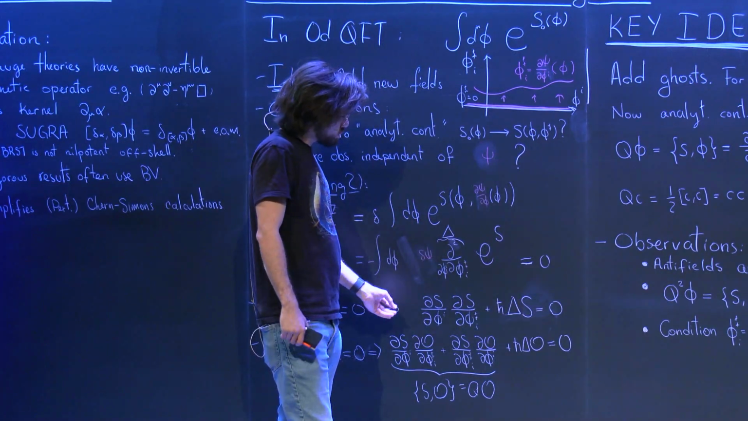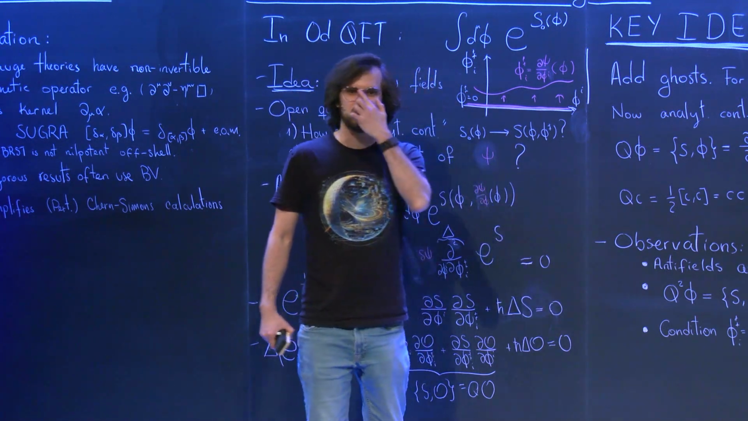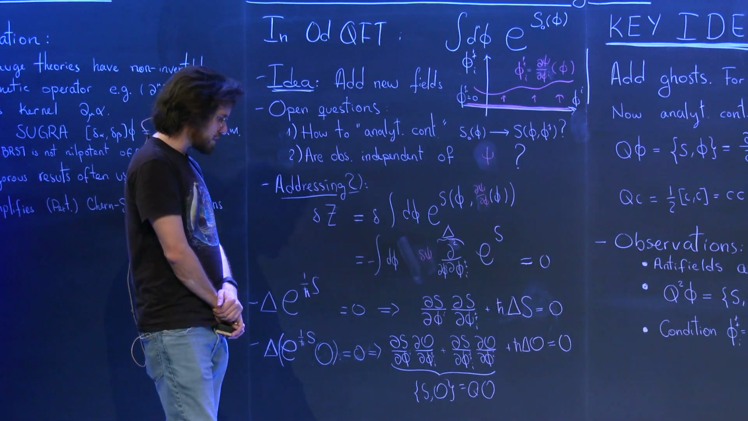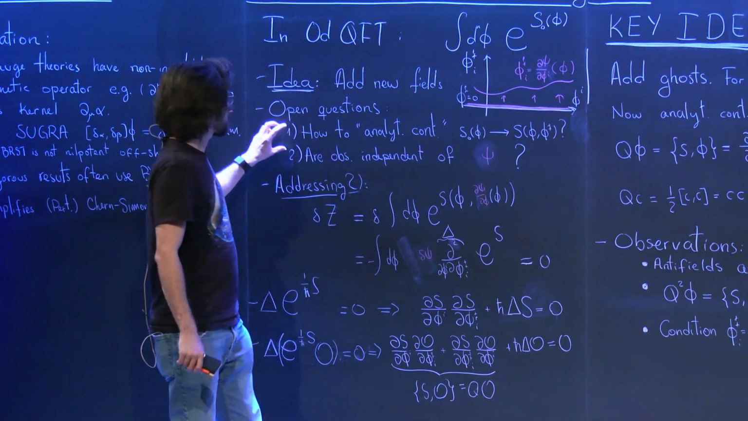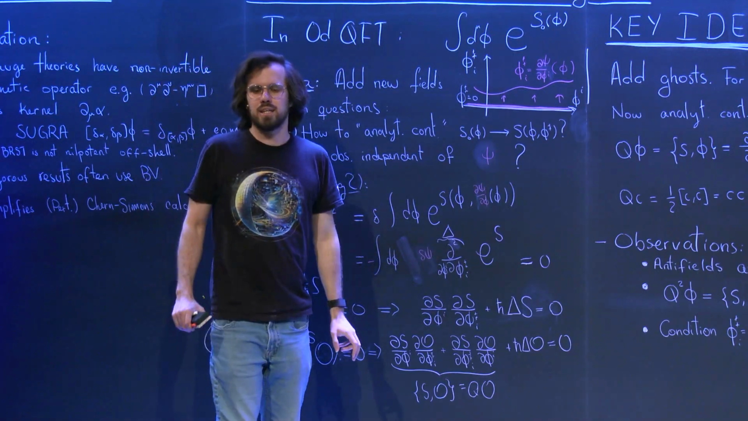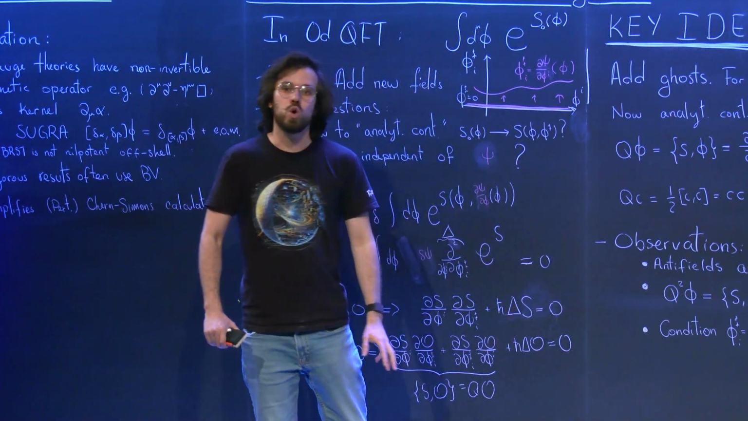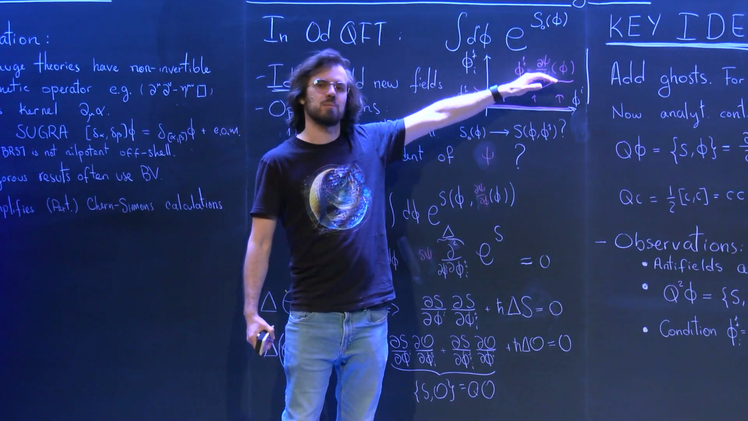So we see we stumbled upon what's called the quantum master equation. We stumble upon the fact that whatever our choice of s is, however we decide to quote-unquote analytically continue it, it better satisfy this equation in order for our theory to be insensitive to our choice of deformation of contour.